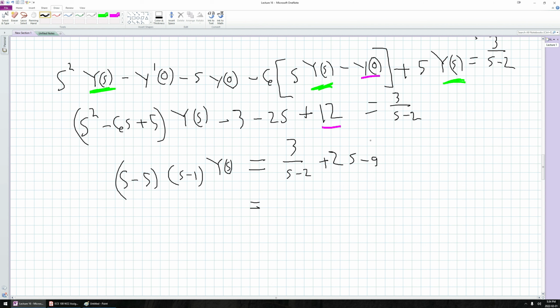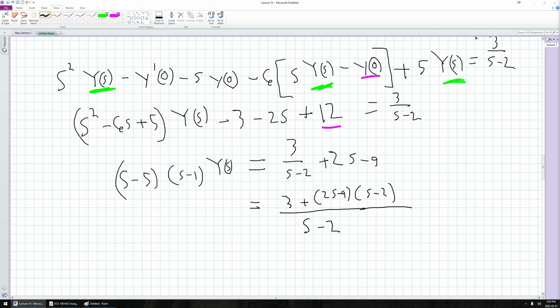Well, I need to multiply this thing by s minus 2. Okay, so what I can do here is I could rewrite this whole thing as s minus 2. Here I would still have my 3, and here I'd have a plus this term, 2s minus 9 times my s minus 2. Okay, good stuff so far.